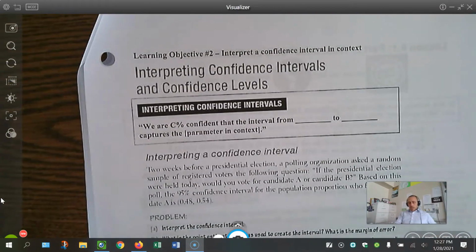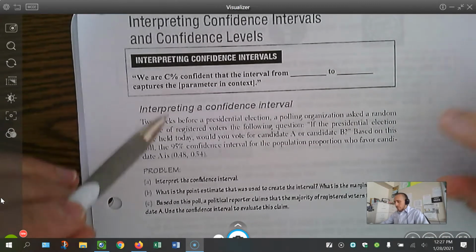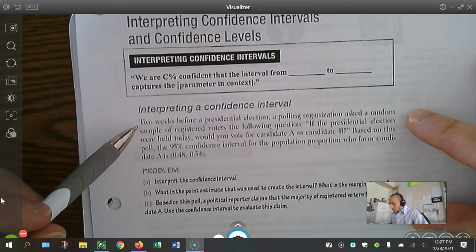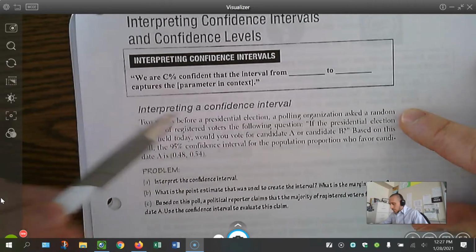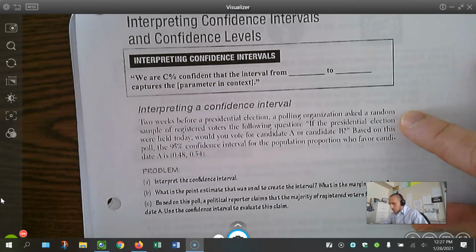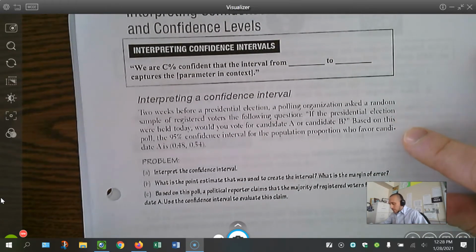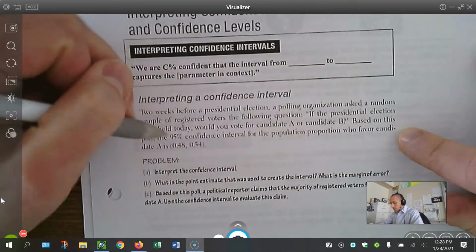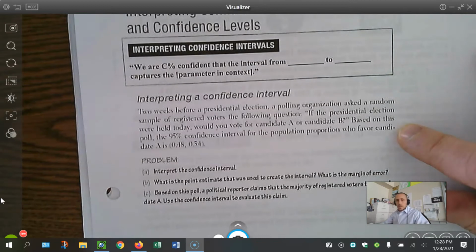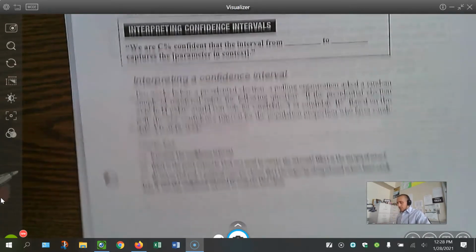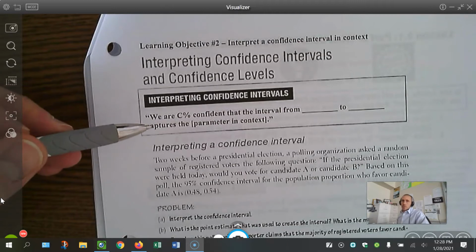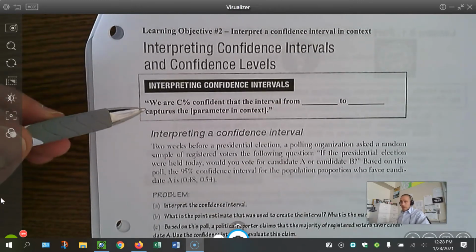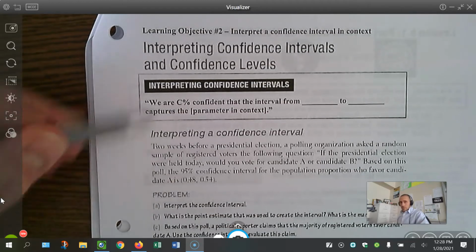Okay, so how do we do the interpretation? I gave you a generic interpretation just a minute ago. What we're going to do is look at applying that for this question here. Two weeks before the presidential election, a polling organization asked a random sample of registered voters the following question. If the presidential election were held today, would you vote for candidate A or candidate B? Based on this poll, the 95% confidence interval for the population proportion who favor candidate A is this. So, interpreting this confidence interval is basically fitting it to this structure. What I'd encourage you to do now is pause the video and try to fit this confidence interval into this structure.